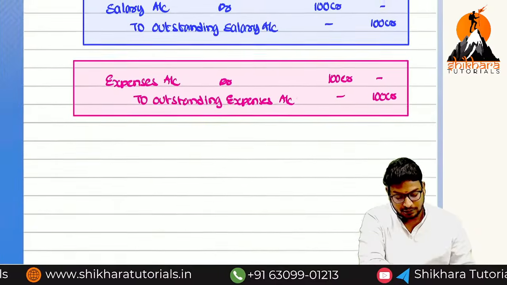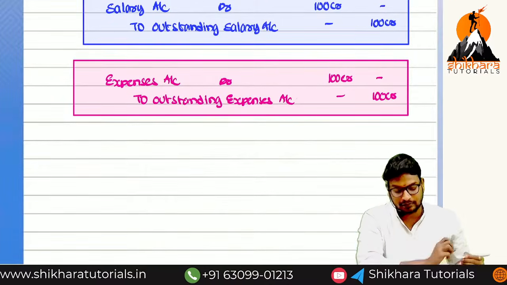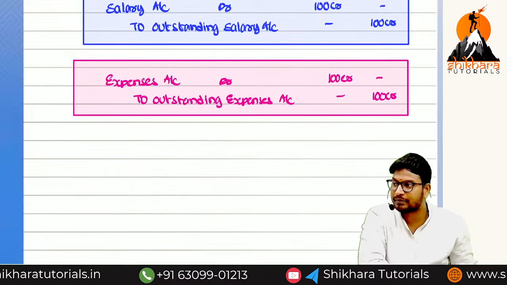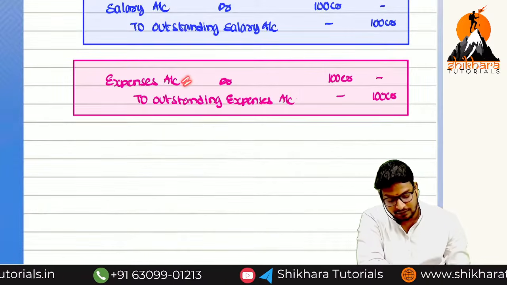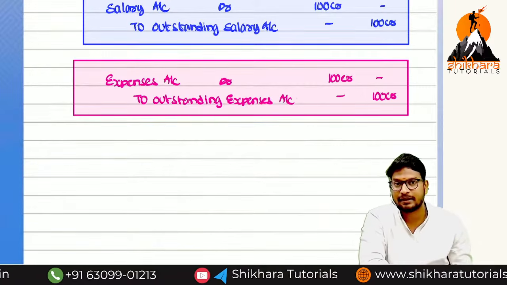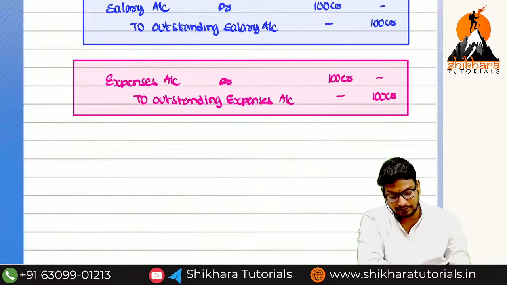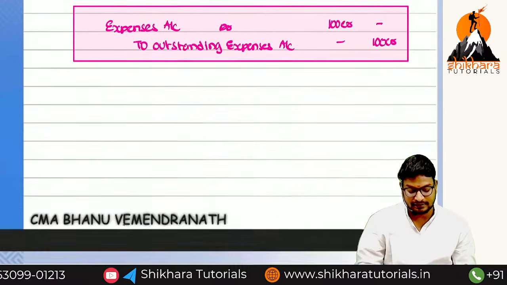So here, what is the entry for the outstanding expenses? Expenditure account debited to outstanding expenditure account. Why have we debited expenditure? Because it shows a debit balance. Always, when the expenditure increases, we debit. When coming to the outstanding expenses, it is a liability having a credit balance. So when a liability is created, it increases, so we credit. So the entry is: expenditure account debited to outstanding expenses account.